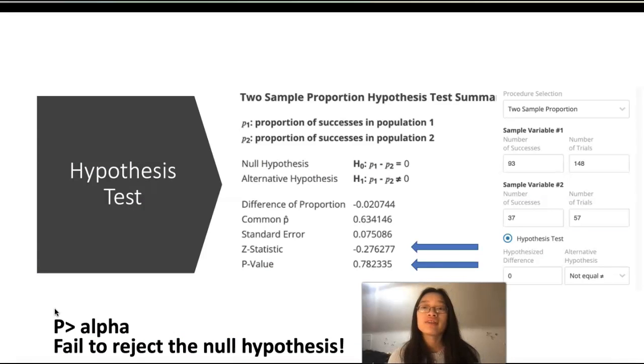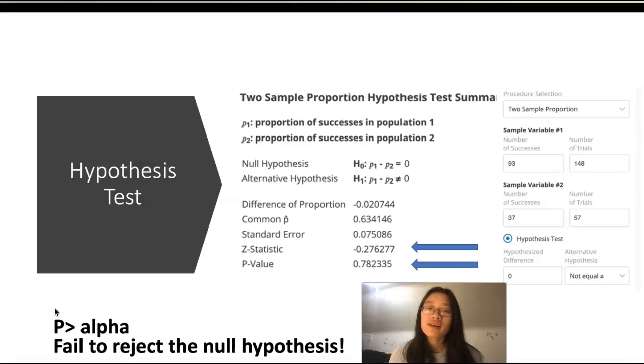The null hypothesis would be H0: P1 minus P2 equals 0, or that there is no difference between the proportion of the two continents' sofas. The alternative hypothesis is H1: P1 minus P2 is not equal to 0, or that the proportion who have a couch is different for the two continents.